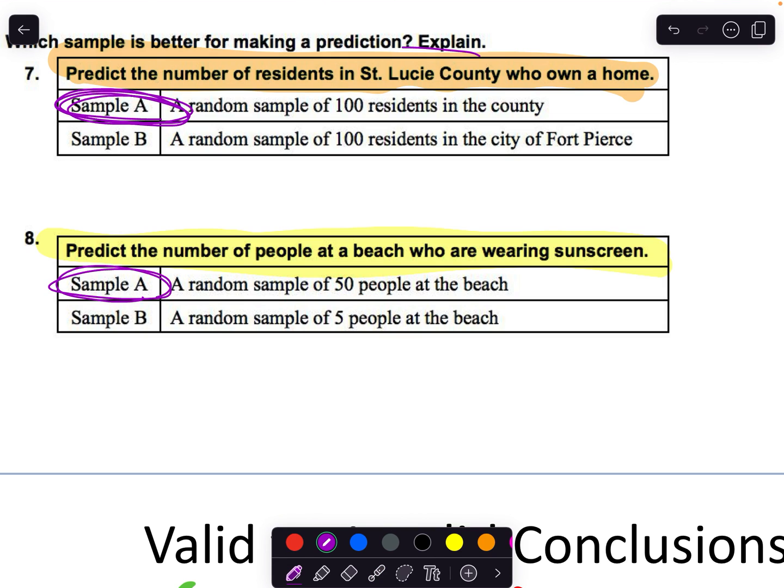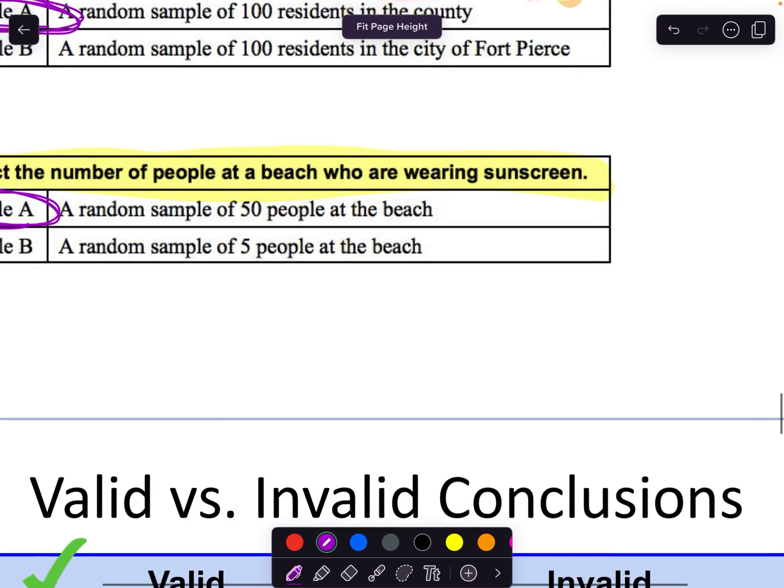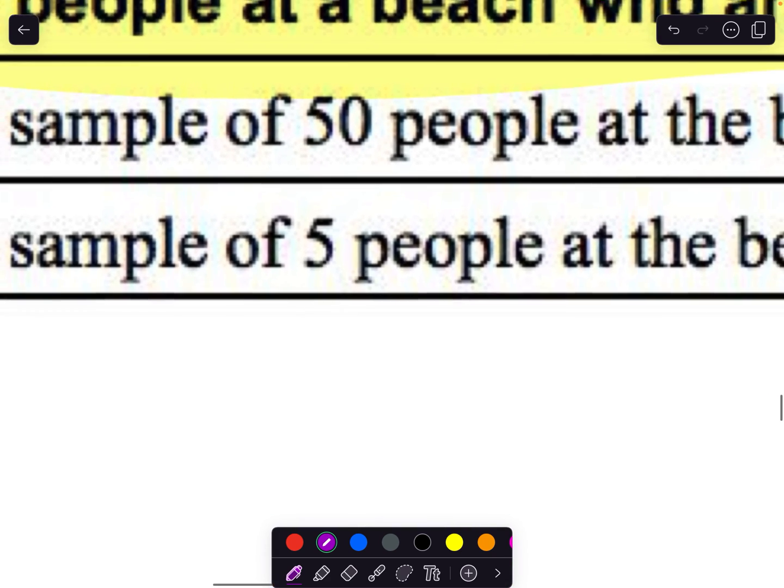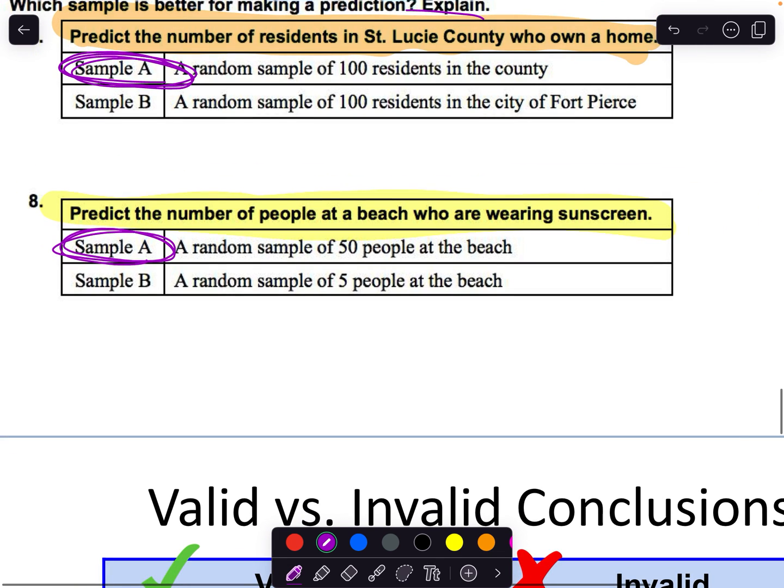So we're going to say sample A would be better, because if you just talk to 5 people, what if you happen to randomly pick 5 people who all really wear sunscreen all the time? Then you'd be like, well, everybody here wears sunscreen at the beach because these 5 people do. Or if you happen to just talk to 5 people who never wear sunscreen, you would assume, well, I guess nobody at this beach wears sunscreen, right? So you want to talk to 50 people, because that way it's more likely that you get a whole bunch of different opinions, right? Which is good. That's what you want.